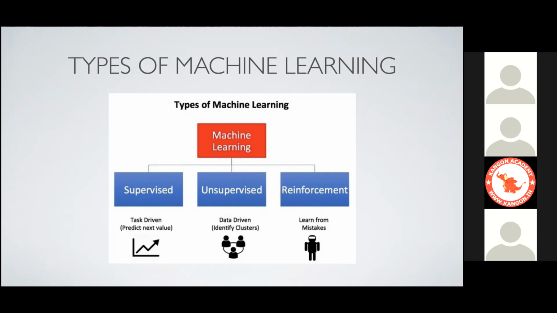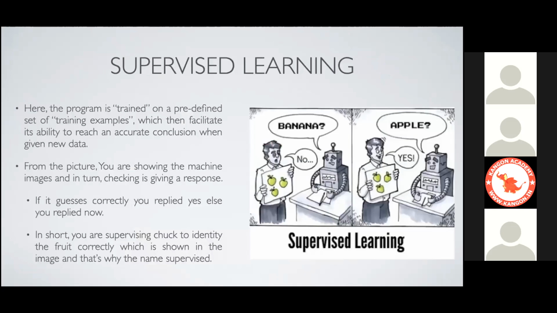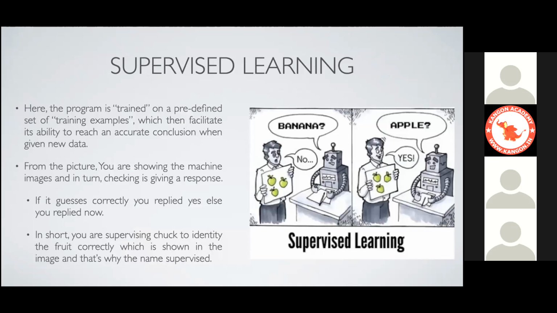Simply speaking, supervised learning is like I'm teaching you stuff, you are learning. Unsupervised learning would be you using YouTube to learn stuff. Simple example. Now, do you understand? Okay. So here, supervised learning: the program is trained on a predefined set of training examples, which then facilitate its ability to reach an accurate conclusion when given new data.